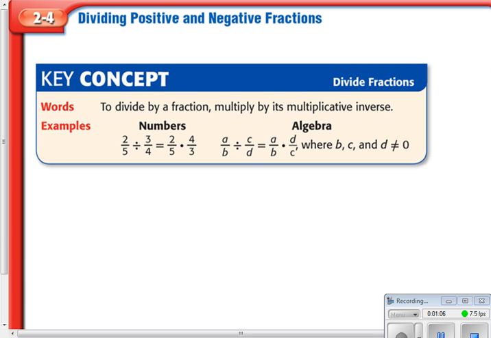To divide fractions, here's the big concept. To divide fractions, you're going to multiply by the multiplicative inverse, okay? And again, you're dividing, but it says to multiply. Well, you're multiplying by the multiplicative inverse.